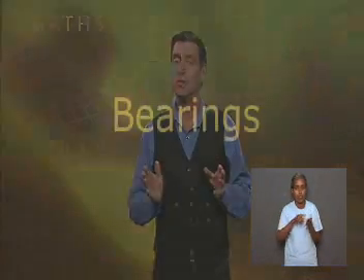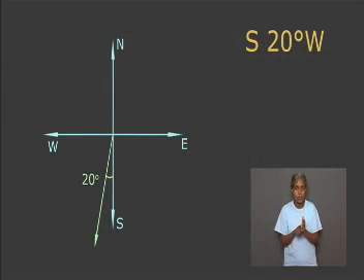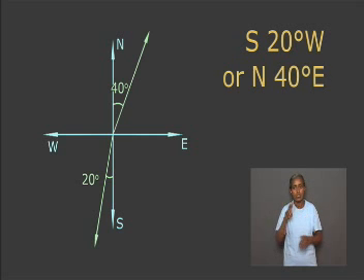In navigation, directions to and from a reference point are often given in terms of bearings. A bearing is an acute angle between a line of travel or a line of sight and the north-south line. Bearings are usually given as angles that are east or west of the direction north or south. For example, a ship might report that it is traveling south 20 degrees west or north 40 degrees east.